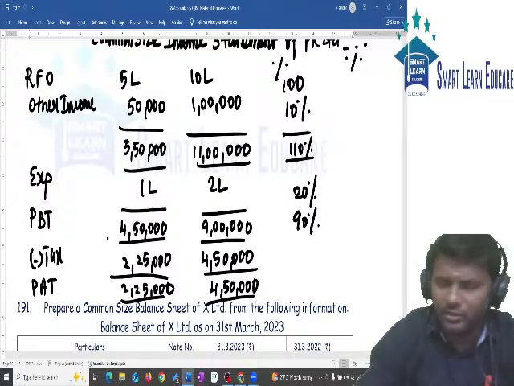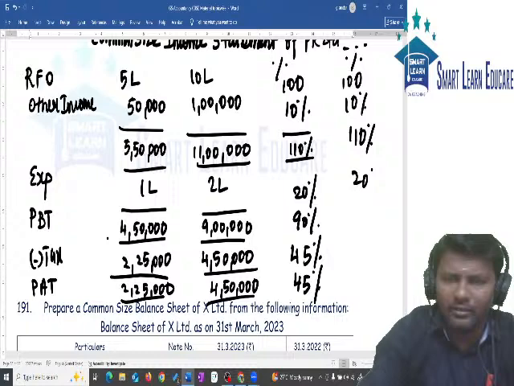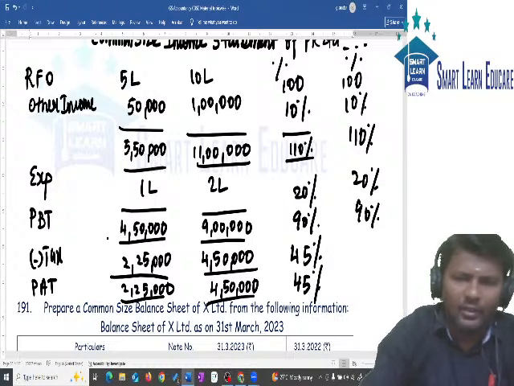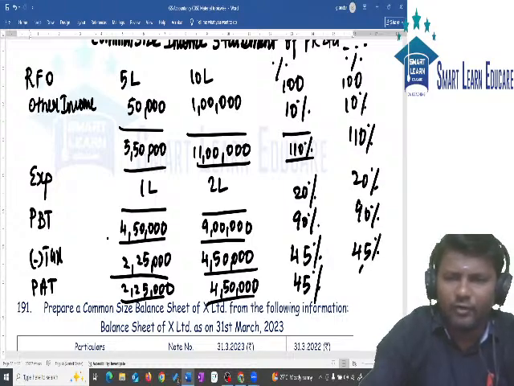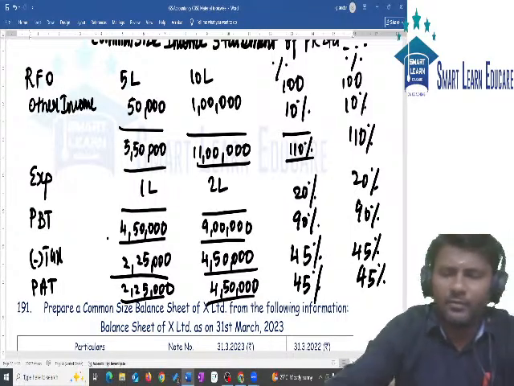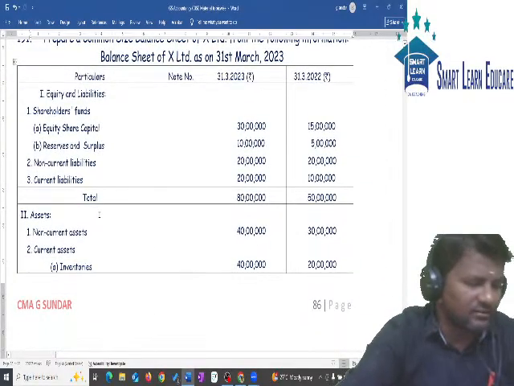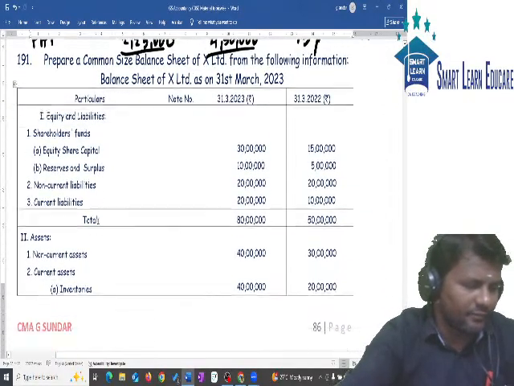And tell me how much? 2 lakh 25,000 divided by 5 lakh will give you 45 percentage. And last one 45 percentage. Same numbers will come here also. So 10, and it is 110 percentage, 20, 90, 45 and 45. That's all. Nothing great here. Only simple question we have to write again, and then we should find the answer. That's it. Percentage you should find.